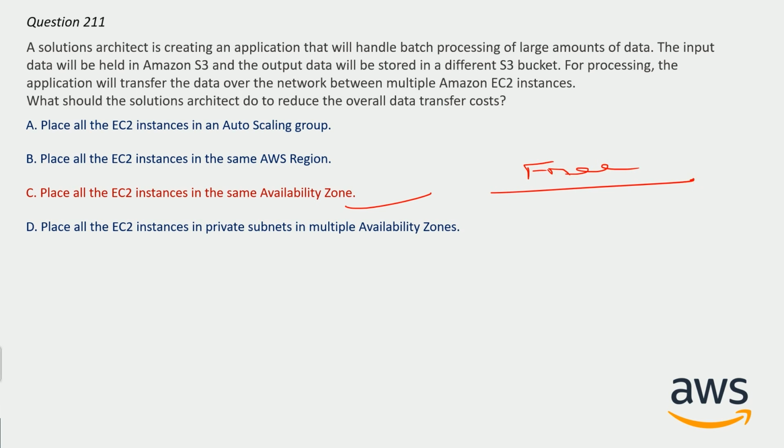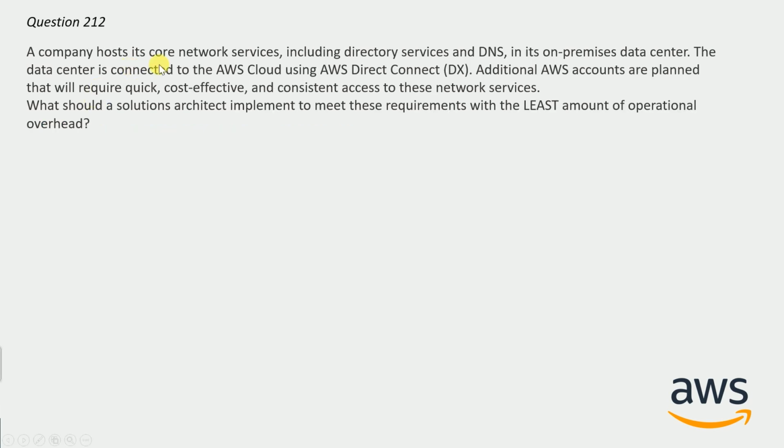And now question number 212. A company hosts its core network service including directory service and DNS in its on-premises data center. The data center is connected to AWS Cloud using AWS Direct Connect. Additional AWS accounts are planned that will require quick, cost-effective and consistent access to these network services. What should a solution architect implement to meet these requirements with the least amount of operational overhead?